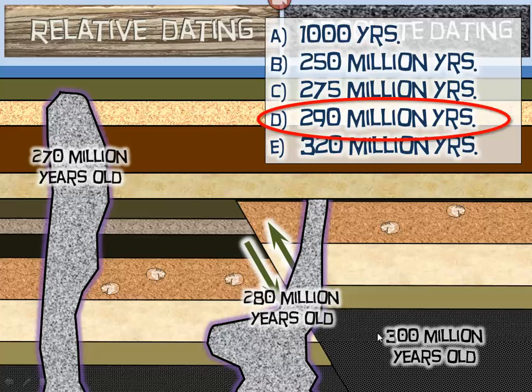However, the sandstone here must have been there when this intrusion intruded into it. If the sandstone wasn't there, this magma would have spilled all over the place and hardened into a layer of igneous rock way down here somewhere. But the sandstone was there 280 million years ago. Therefore, these fossils must have been around somewhere between 280 and 300 million years ago.